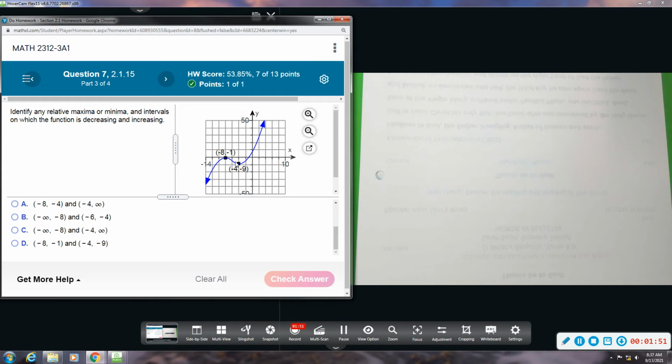And then we also have another increasing part going from left to right, starting at the x value of -4 going to positive infinity on the positive side. So -4 to positive infinity. And the only one that matches there is C out of those two.